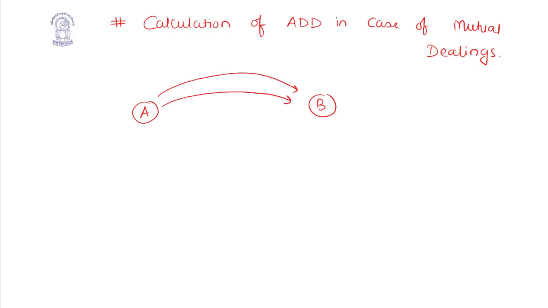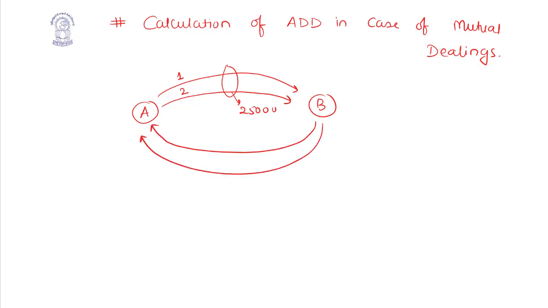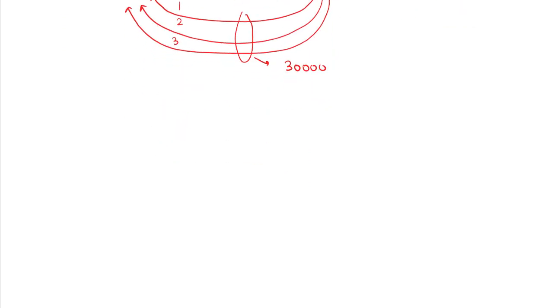A needs to make two payments to B, first payment and second payment. The total of these payments is 25,000. B needs to make three payments to A. The total of these three payments is 30,000. So in that case, if B pays the difference, that is 5,000 to A, will it be fine? Yes. But on which date? That average due date needs to be calculated.